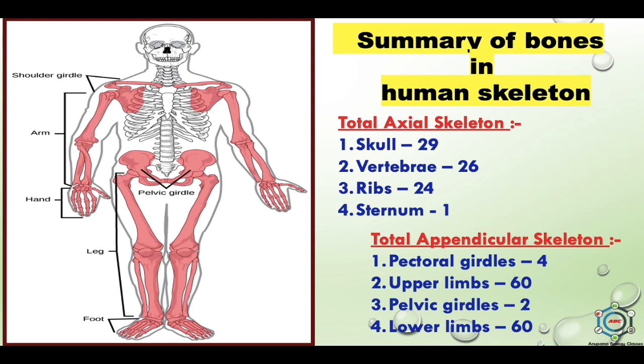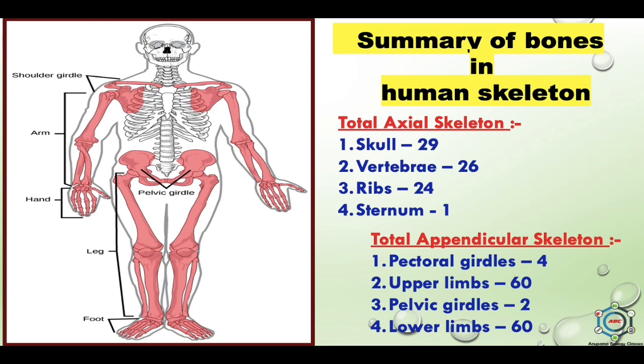After that, the appendicular skeleton, in which the pectoral girdle has 4: 2 scapulae and 2 clavicles. The forearm and arm have 60 bones, in which humerus 2, radius 2, ulna 2, carpals 16, metacarpals 10, and phalanges 28. The pelvic girdle is 2 in number, a combination of ilium, ischium, and pubis, in which the 3 fuse to form 1 on each side, so 2 in number.